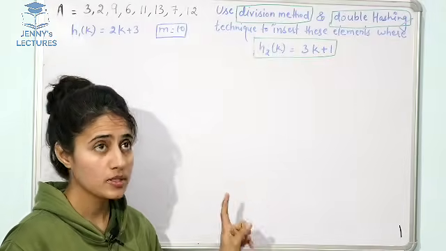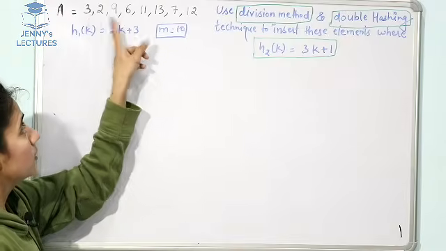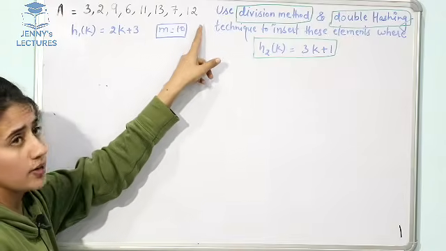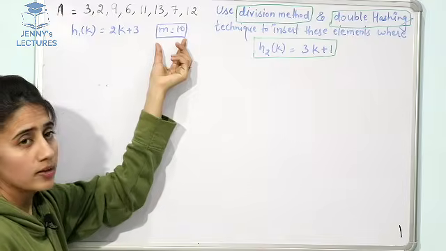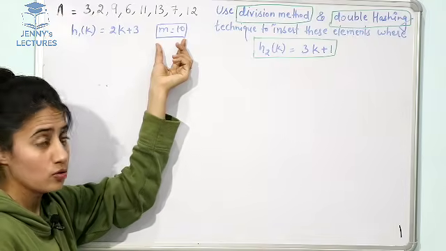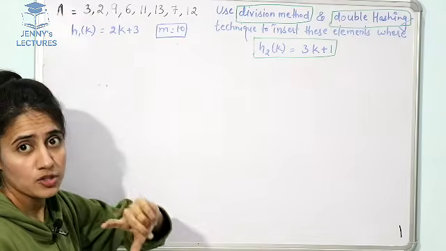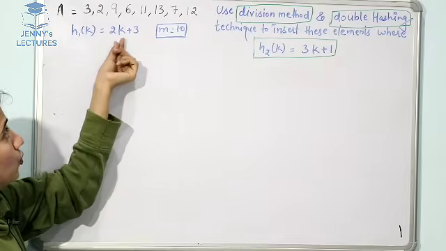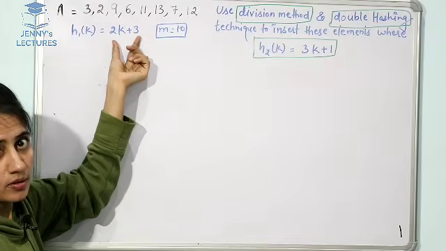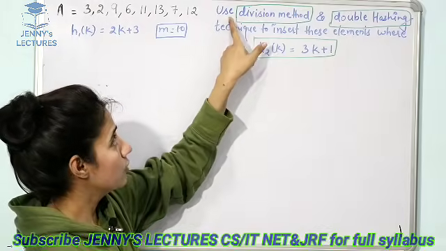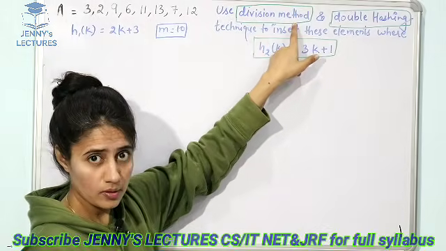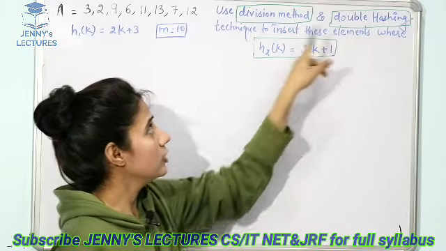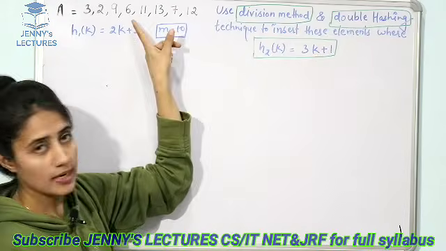I'm going to take the same example. These are our keys: 3, 2, 9, 6, 11, 13, 7 and 12. M is 10, that is the hash table size is 10, and our hash function is 2k plus 3, the same one. We will use the division method and the double hashing technique to insert these elements.